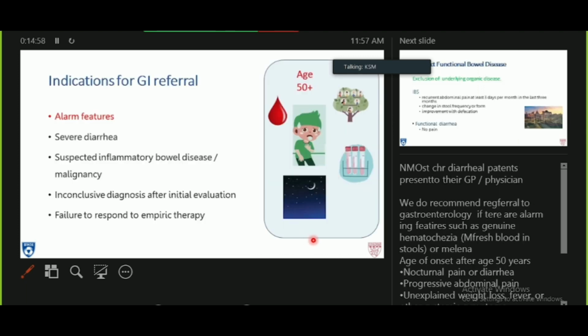There are various indications to refer someone to a gastroenterologist, and the main indications really are the presence of alarm features like being older than 50, having consistently bloody stool, being physically unwell, having nocturnal symptoms, abnormal blood tests, particularly being anemic or having raised inflammatory markers, and a family history of either inflammatory bowel disease, colorectal cancer, or precancerous polyps. Also, if someone has an inconclusive diagnosis after the initial evaluation or they fail to respond to an empiric therapy, then you should think about this as well.